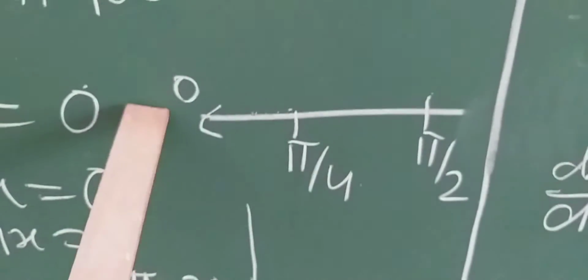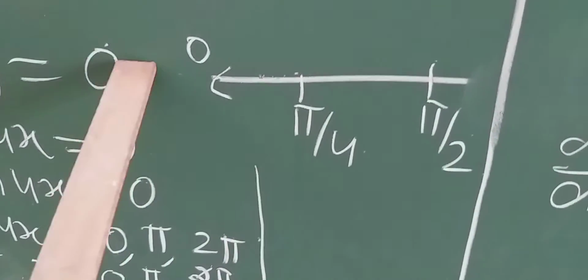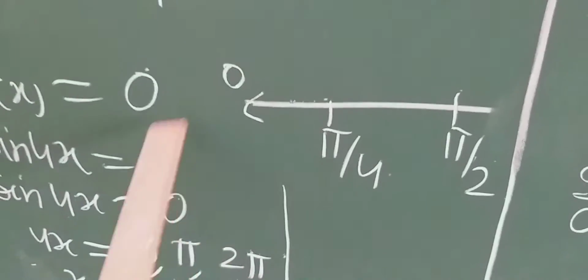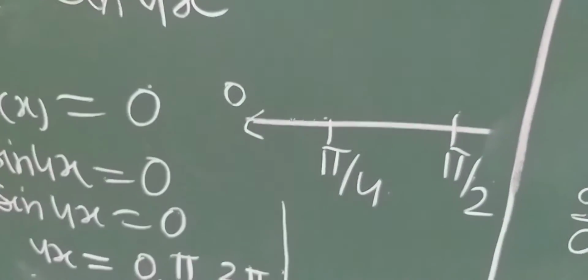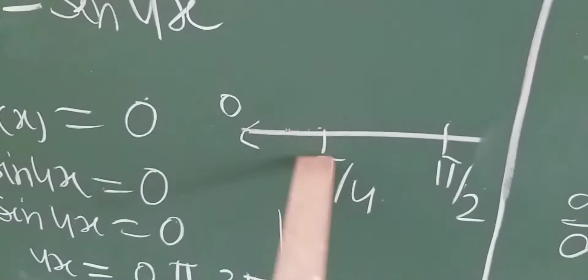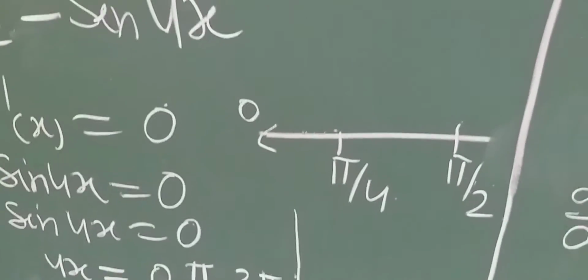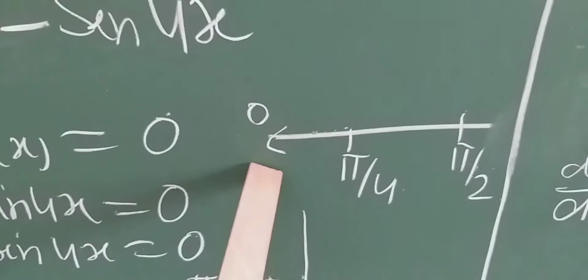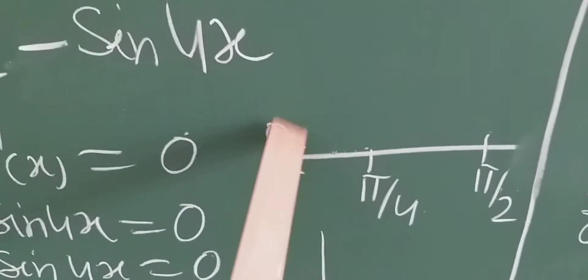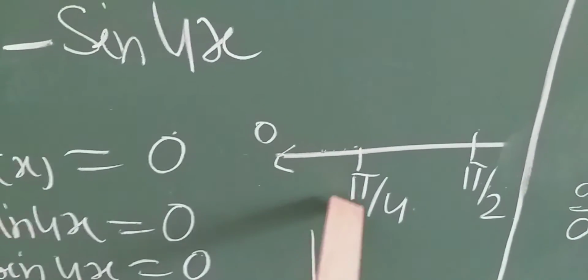Let us arrange these values on the number line: 0, pi by 4, pi by 2. So the first interval is 0 to pi by 4. The second interval is pi by 4 to pi by 2. To check whether the function is increasing or decreasing, let us put values in the interval.